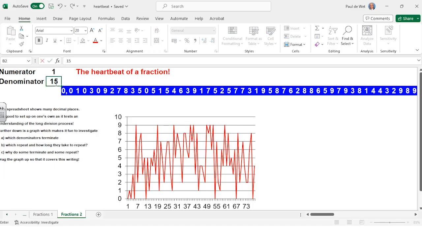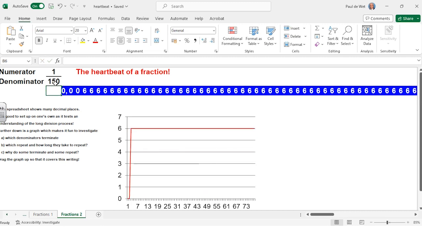Let's just confirm that. There we go. It repeats. It's actually 0,06 recurring, and the 6's carry on forever thereafter.